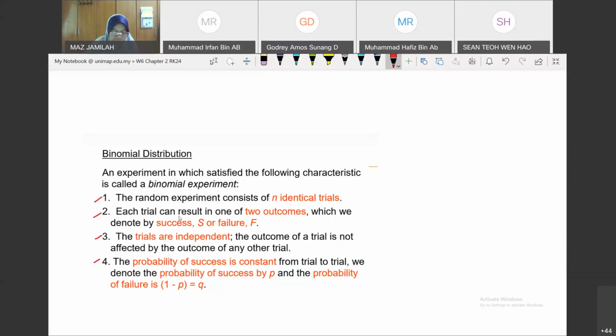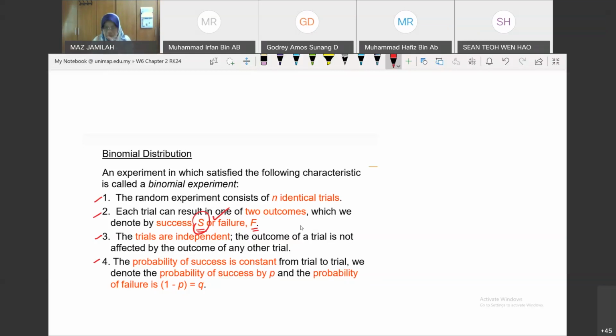Second one, each trial can result in one of the following outcomes, meaning that you have two outcomes. So what are the outcomes? One is what we call success. The other one is failure. But the one defined for binomial is always the success. Success will be considered for your binomial experiment. But there will be times where the failure can be defined as the success.